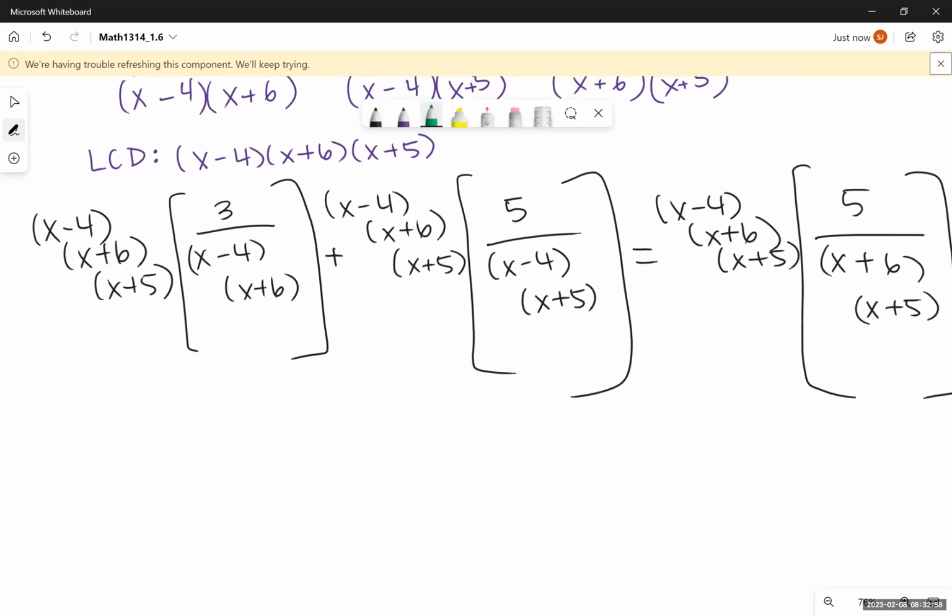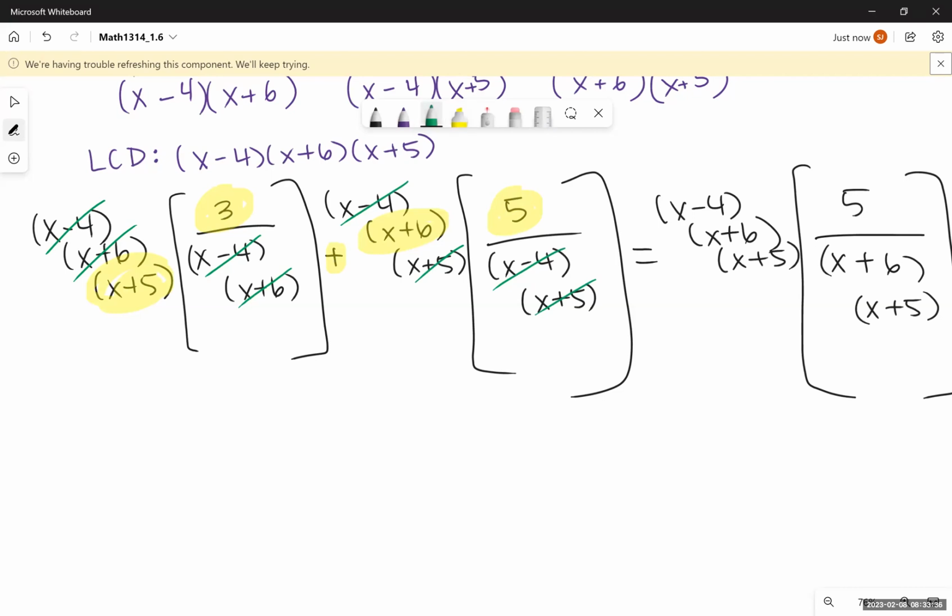Okay, but right here, I'm just moving up just a little bit. My x minus 4 and my x minus 4, those cancel. X plus 6, x plus 6, those cancel. The first thing that I'm going to write that starts my linear equation is this x plus 5 times this 3. That's the only thing that remains. Okay. And then right here, x minus 4, the x plus 5. This is the only thing that's going to remain. And don't forget that plus sign.